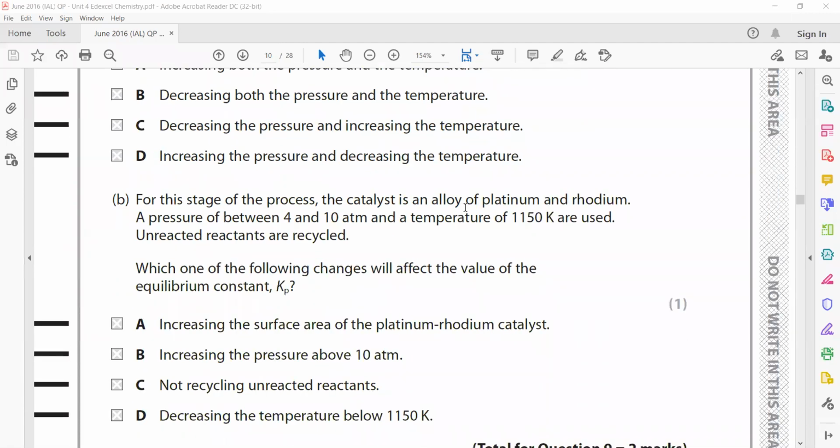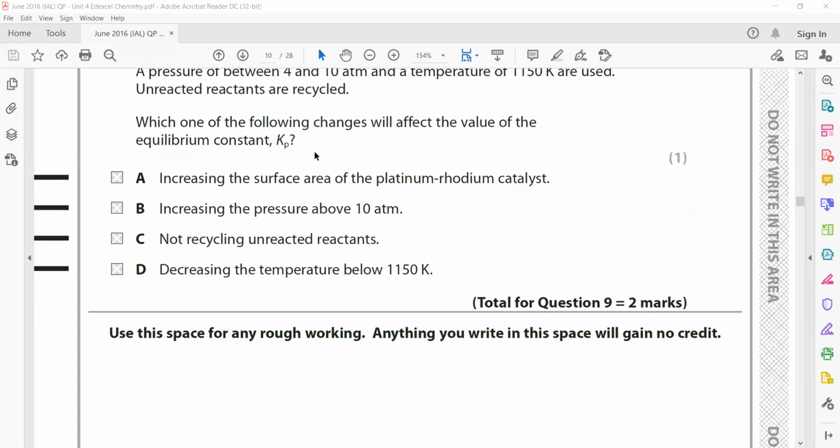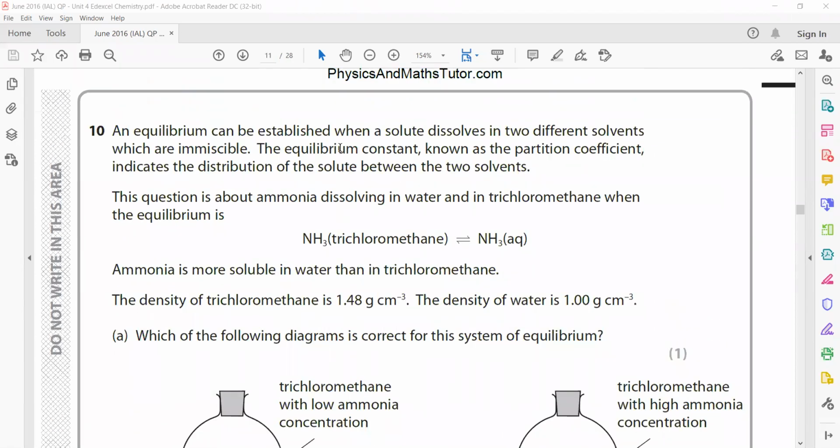For 9B, for this stage, the catalyst is an alloy of platinum and rhodium. A pressure between 4 to 10 atm and the temperature around 1150 Kelvin are used. Unreacted reactants are recycled. Which one of the following changes will affect the value of Kp? Kc or Kp is only affected by temperature. So by changing the temperature, the value of the Kc or Kp will change. Not any other factor will affect the value of the equilibrium constant.